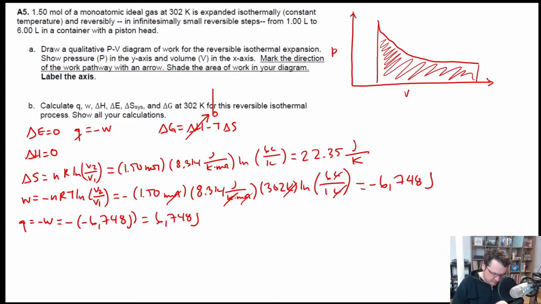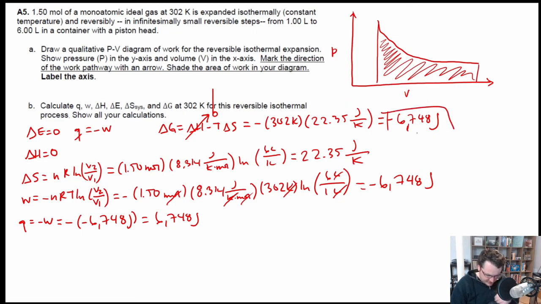And then delta G. We know the value is up here. All we have to do now is delta G is equal to negative T delta S, so the temperature is 302 Kelvin times delta S, which is 22.35 joules per Kelvin. Negative 302 times 22.35 comes out to being exactly the same as the work. That's what delta G really is: the maximum work that can be accomplished by something. So that's what you get for the delta G, and that all makes sense.